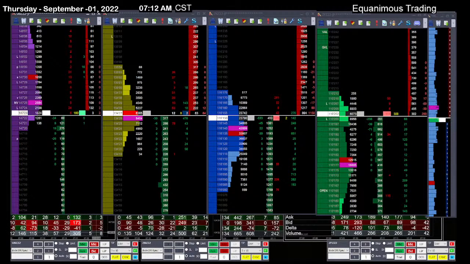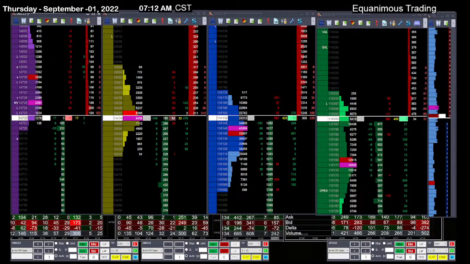On the bottom down here, we've got our 30-second footprint stats. This will be the ask up on top: how many contracts actually traded, not advertised, actually traded at the ask. How many hit the bid. The difference between them, and whether or not that's negative or positive. And at the bottom, we've got our total volume.